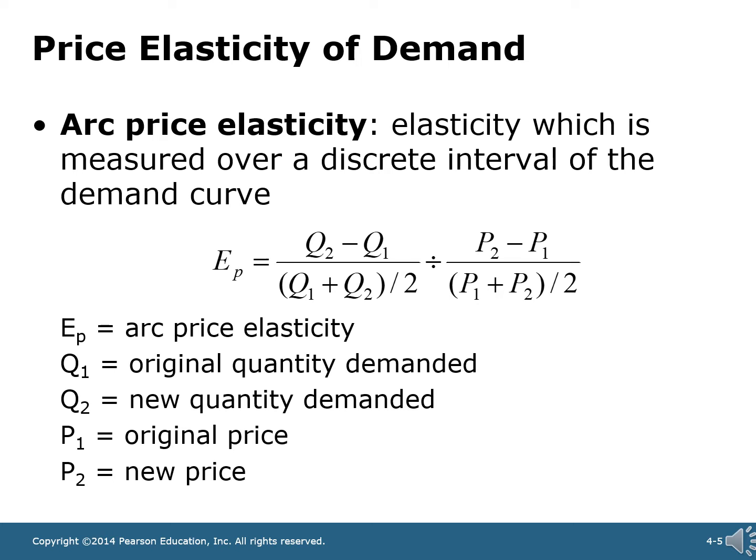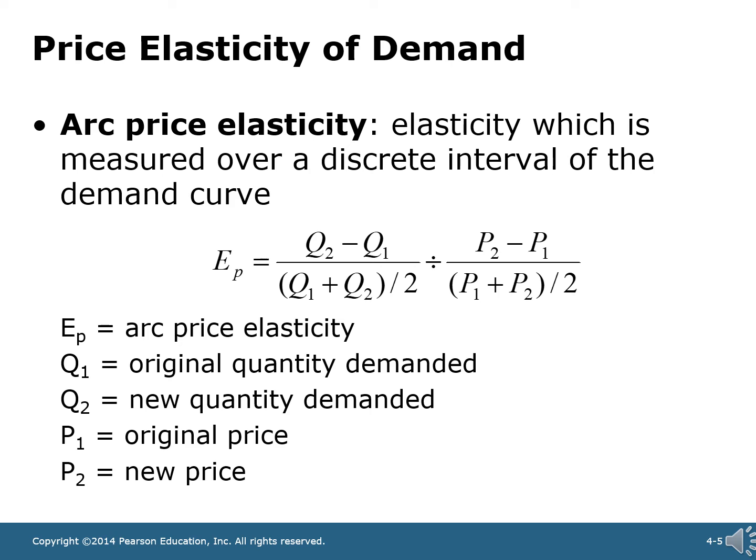So that equals the change in the quantity divided by the average quantity. So we have Q2, which is the new quantity demanded, minus Q1, which is the original quantity demanded. That's going to be the difference. And in order to make it the percent change in quantity, because remember that's what we wanted, we're going to divide that number by (Q1 + Q2) / 2, so the sum of the original quantity and the new quantity demanded, and then divide that by 2, so we're taking the average of it. So it's the change in the quantity demanded divided by the average quantity demanded. That's going to be our numerator.